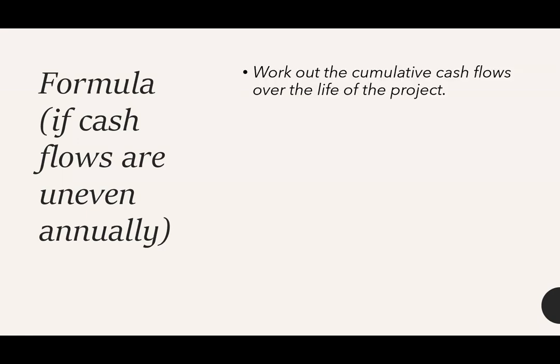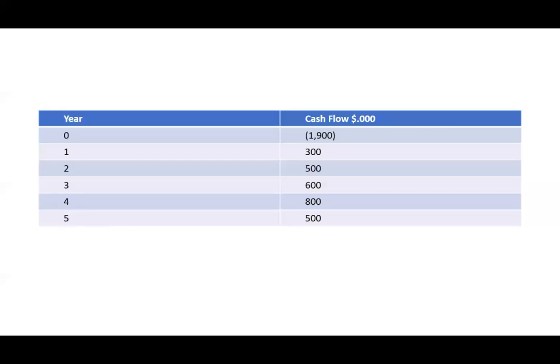Now, if you see in this question, the cash flows are not going to be even, they will be uneven. So in that case, what we do is work out the cumulative cash flows over the life of the project. Here's your question. The investment required right now is 1.9 million, and these are the cash inflows you're getting from this investment over a period of 5 years.